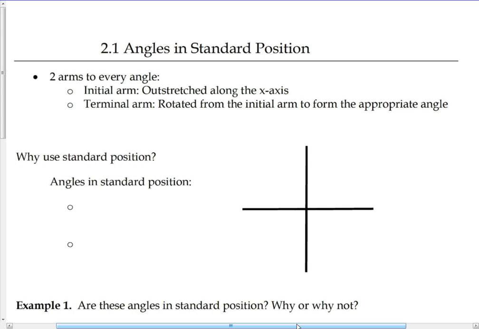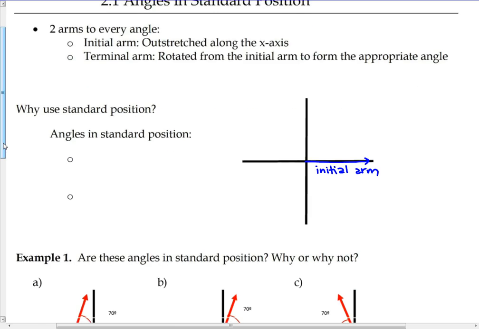There's the initial arm, and it's along the x-axis, so this would be what I call my initial arm. That's usually always your initial arm on the x-axis. That would be your 0 degrees. Okay, that's my initial arm. And then we have our terminal arm, and the terminal arm is where our actual angle is. Maybe I'll make that a different color. I'll make it purple.